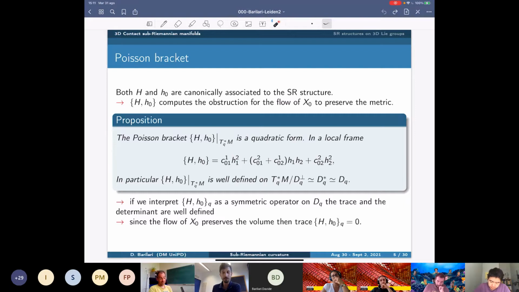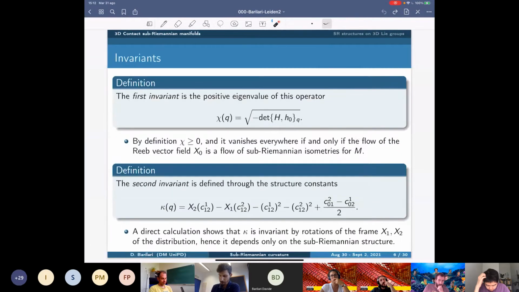And so we have a well-defined trace and determinant, which are exactly associated to the invariants we want to define. Indeed, since the flow of X0 preserves the volume on our distribution, remember that we normalized the volume in such a way that dω restricted to the distribution is the volume associated to g, then one can check that the trace of this operator is always 0. So we have a first well-defined invariant, which is, if you wish, the determinant of this operator, or the positive eigenvalue.